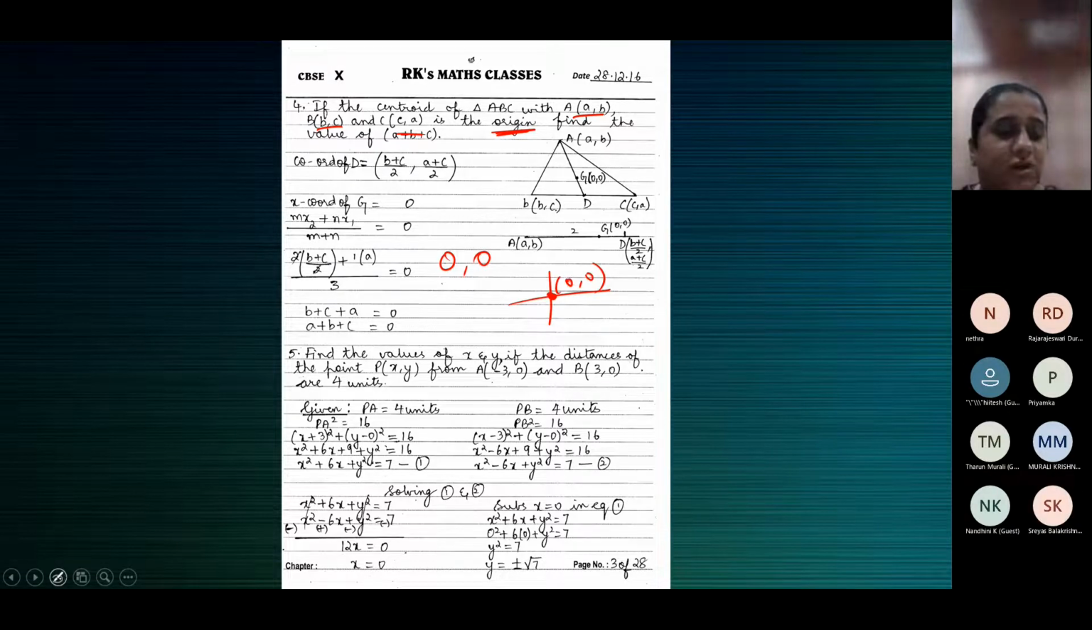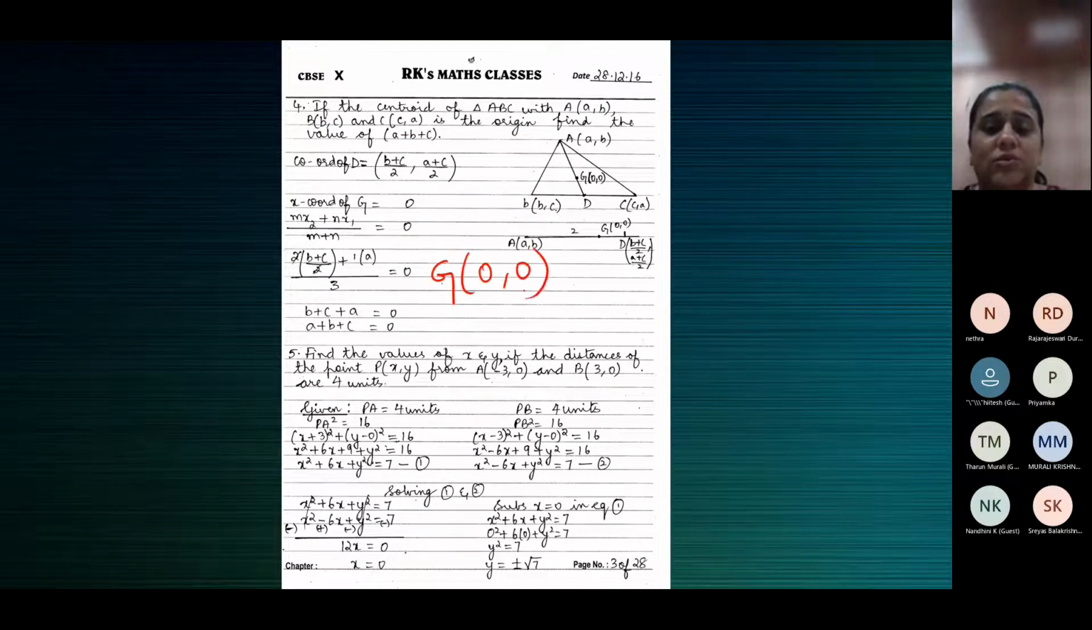So if the centroid, given by the letter G, is at the origin, the coordinates of G are (0, 0). If the centroid of triangle ABC is the origin, find the value of A plus B plus C. You work it, children, and then I'll tell you what it is. Start working.